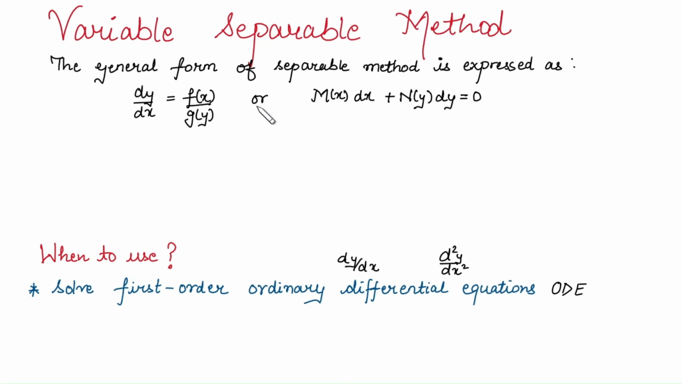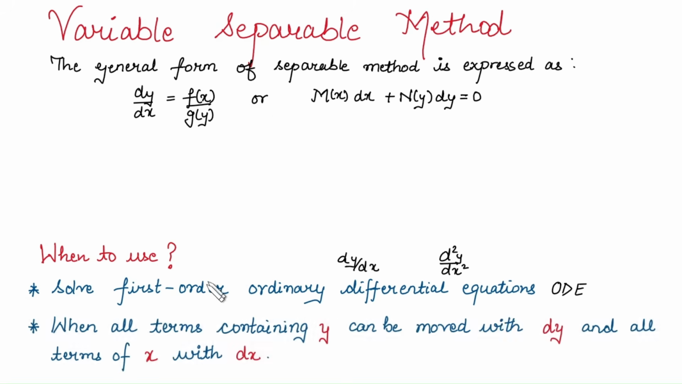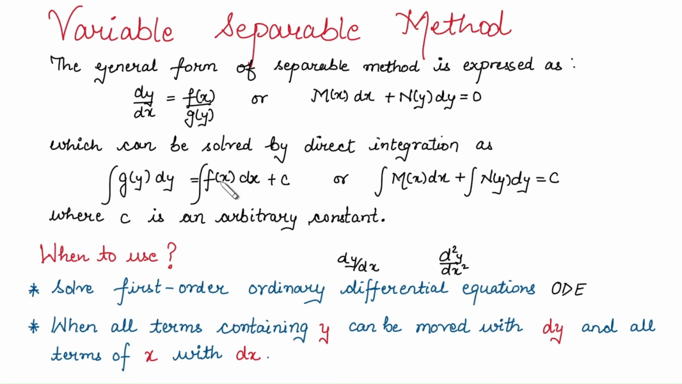The idea behind the variable separable method is to move all the terms of y to the side with dy and move all the terms of x to the other side with dx. Like in this case, we can rewrite it as g(y) dy is equal to f(x) dx, and then we can integrate both sides, which results in this form. Since we are doing indefinite integration, a constant of integration will appear in the final answer. Similarly, in this case, take the direct integration. You will get this form on the left side, and the integration of 0 turns into the constant.